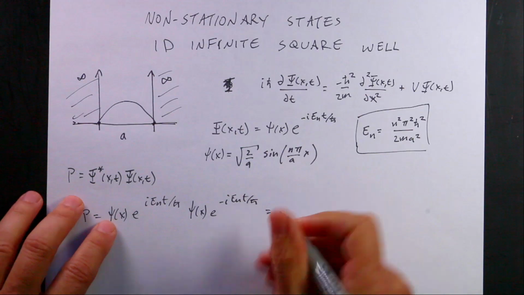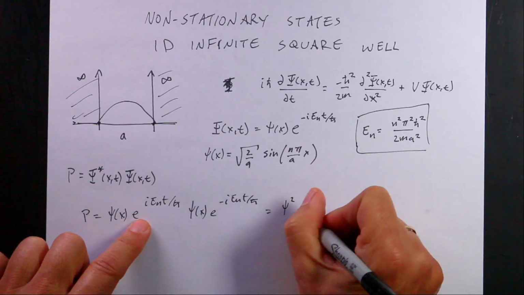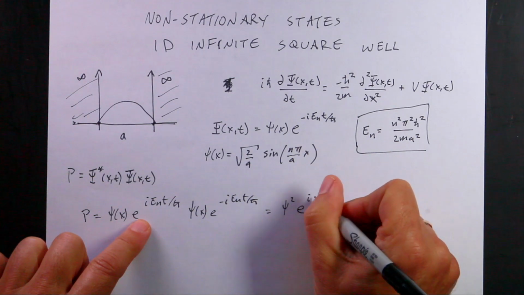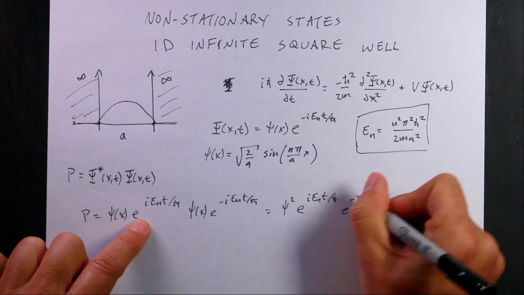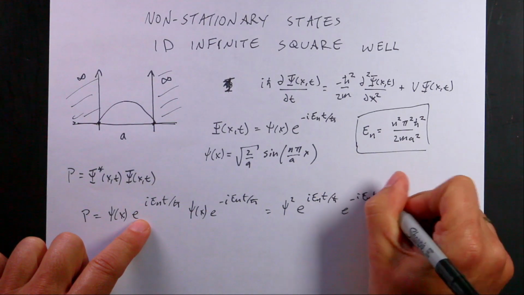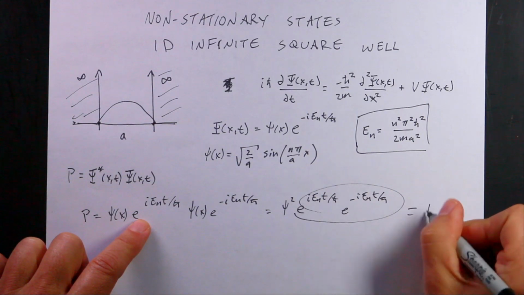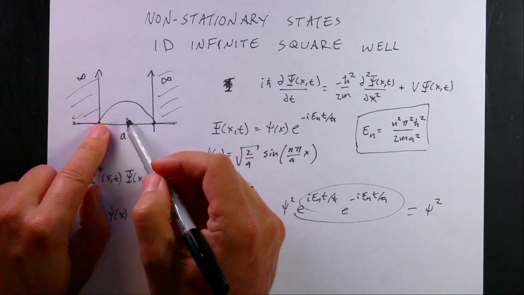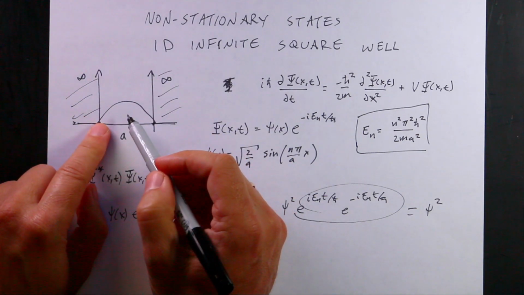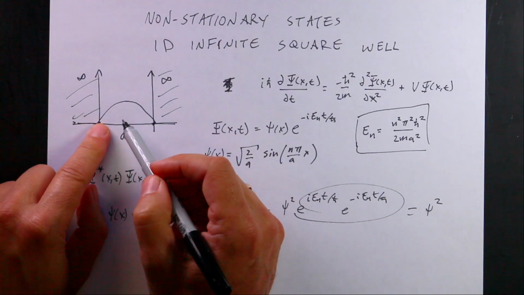And I can simplify this. I can combine these two together. I get psi squared, and then I have e to the i E_n t over h bar times e to the minus i E_n t over h bar, and these two cancel to give me 1, and I just get psi squared. So there's no time dependence in here, and it just stays. So if I plotted the probability as a function of time for n equals 1, it would just look something like this. That's it.